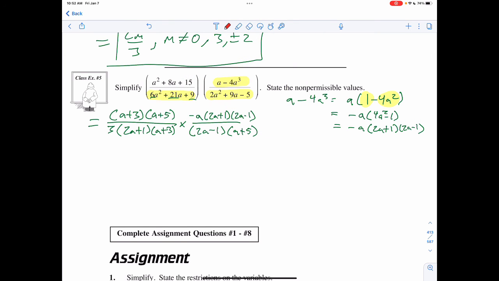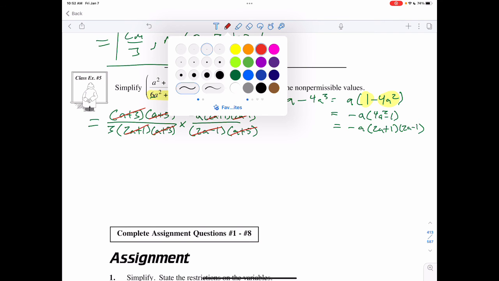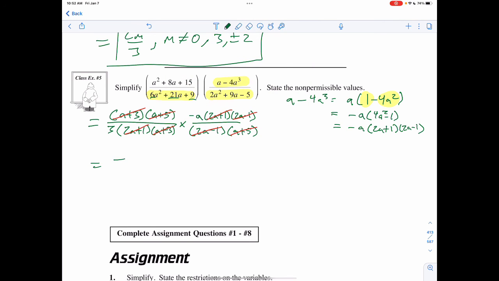And now we can start to cancel out. A plus 3, a plus 3, a plus 5, a plus 5, 2a plus 1, 2a plus 1, 2a minus 1, 2a minus 1. And all I'm left with is negative a over 3, remembering that at the end, it doesn't really matter where that negative goes. And this is true so long as a does not equal negative 5, negative 3, or positive or negative 1 over 2.